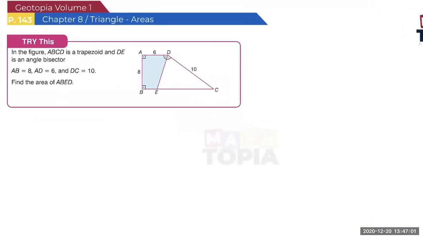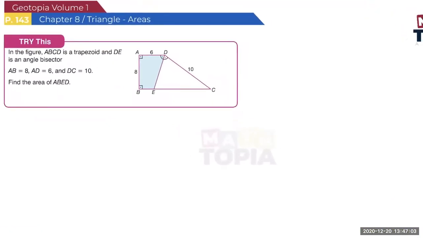Okay, let's take a look at page 143, chapter 8, side problem. When you have a trapezoid with two parallel sides and an angle bisector, you have to look for a special case, which is called an isosceles triangle. That's the aha moment of this question.